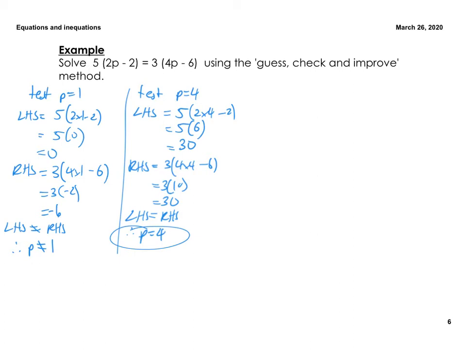And like I said, these answers here were not too far off, so our final answer was not too far from 1. So I wouldn't go testing, say, 25, for example, because these are pretty close. So, pretty close.